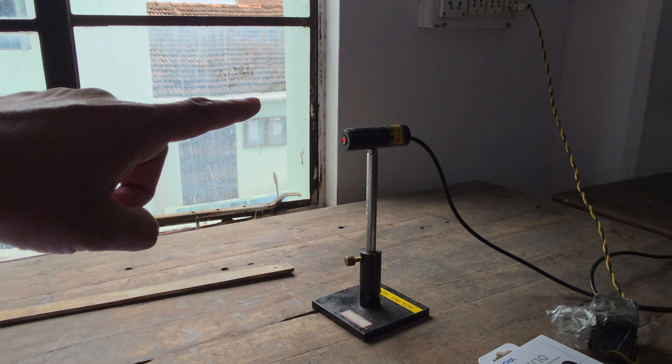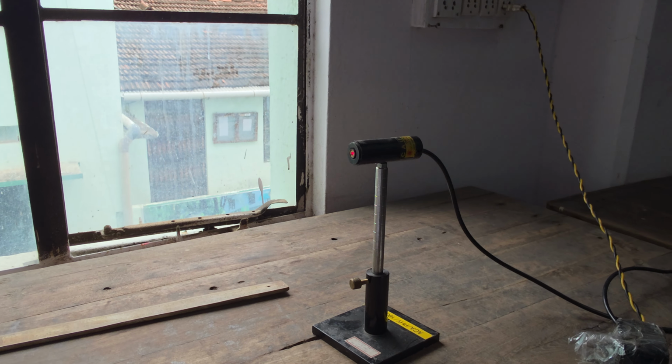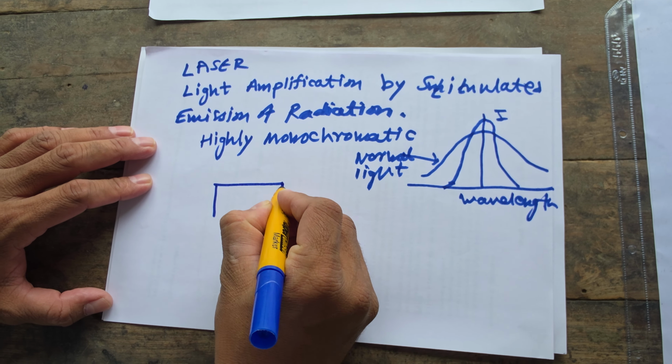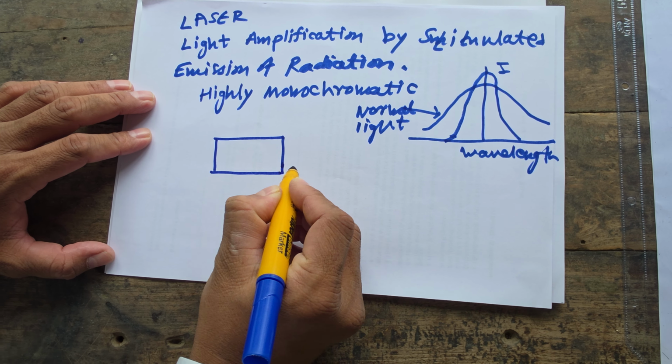So this is the laser which we are going to use here. This is a diode laser, which you can see in the experimental setup. Now the next part which we are using here is a grating. Now what is a grating?